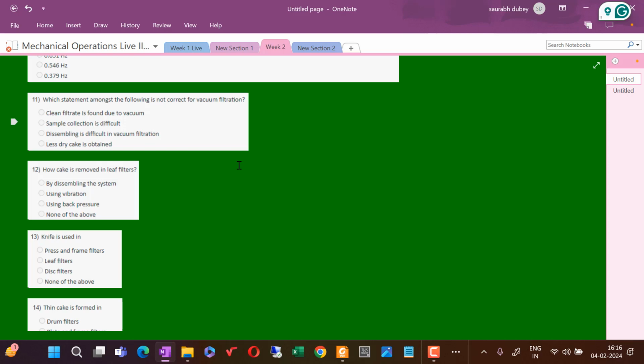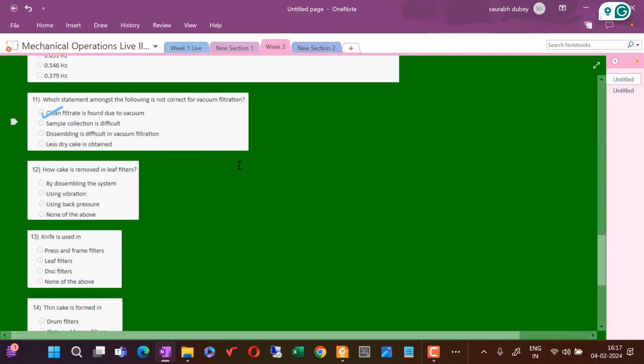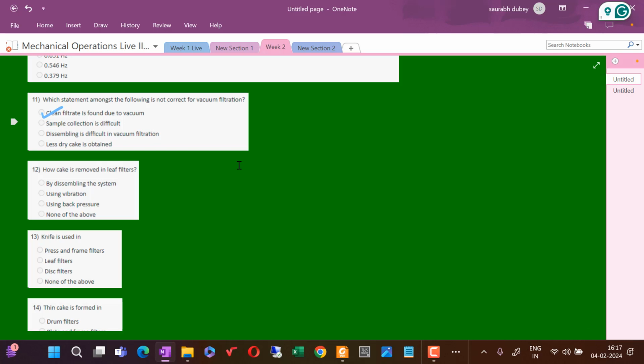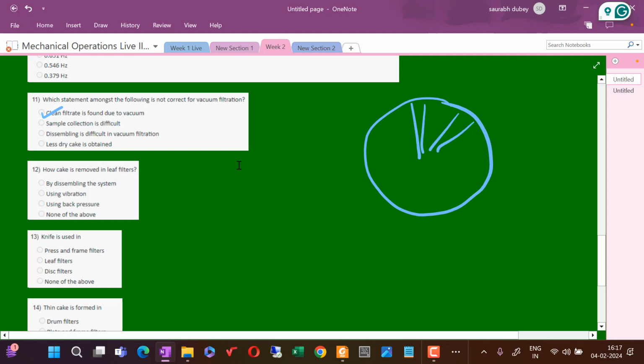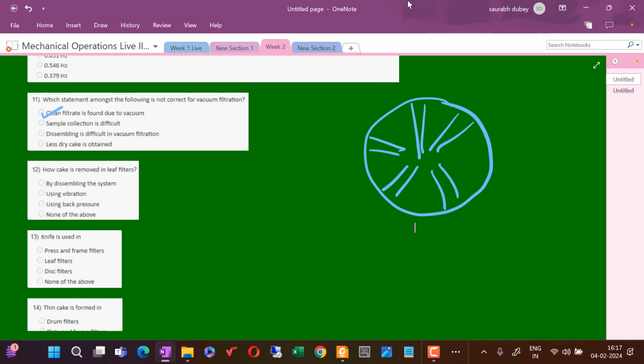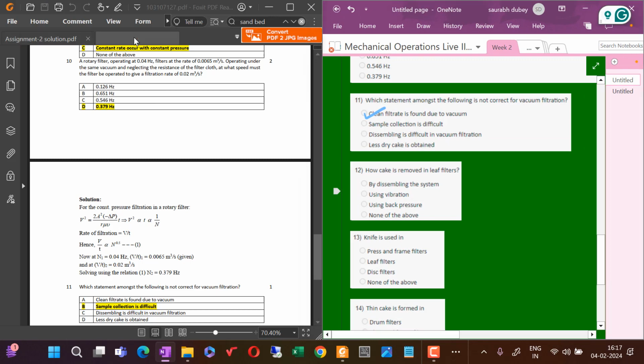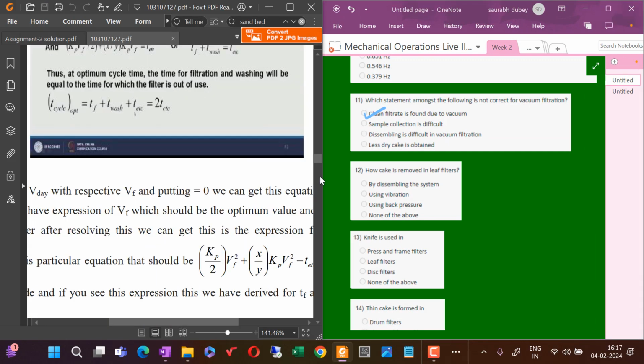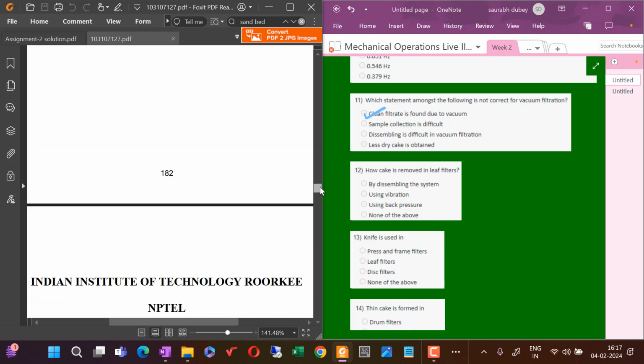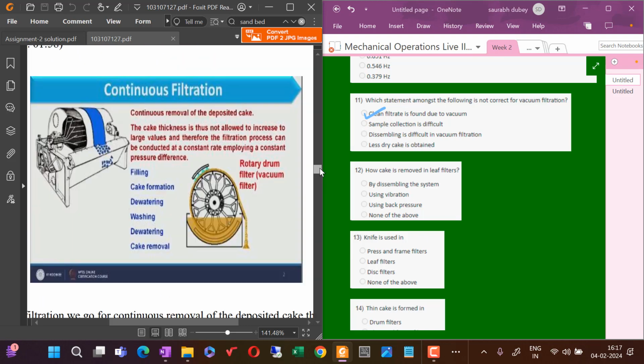Which statement among the following is not correct for vacuum filtration? We know that a clean filter surface is regained due to vacuum, because vacuum helps in cleaning, and whatever is being washed gets vacuumed outside. If you want me to repeat that, I will go to the lecture slide where this has been well explained. Yes, it is here.